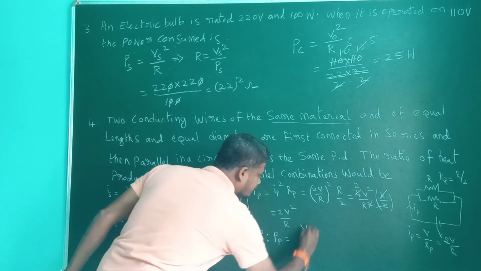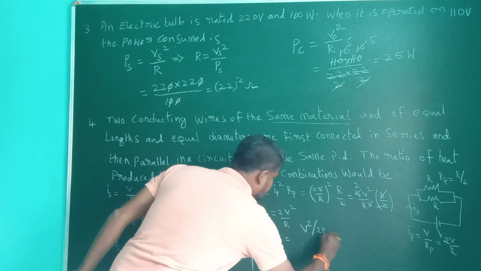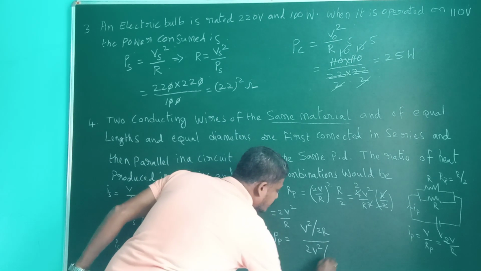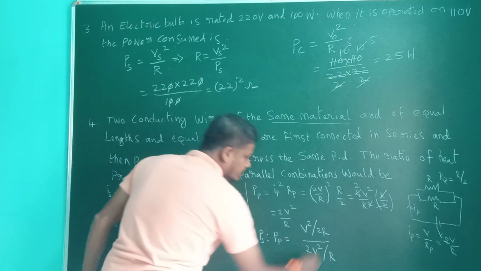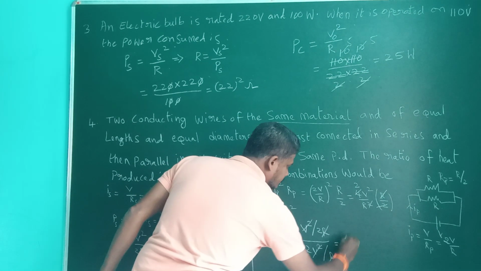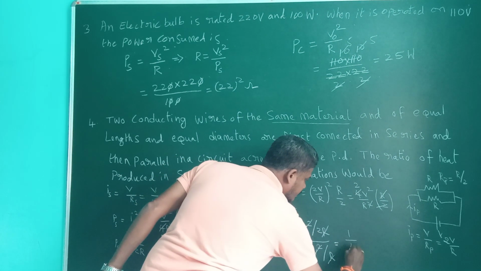Now the ratio of P series to P parallel is given by V square by 2R divided by 2V square by R. V square gets cancelled, R also gets cancelled, that is 1 by 4.